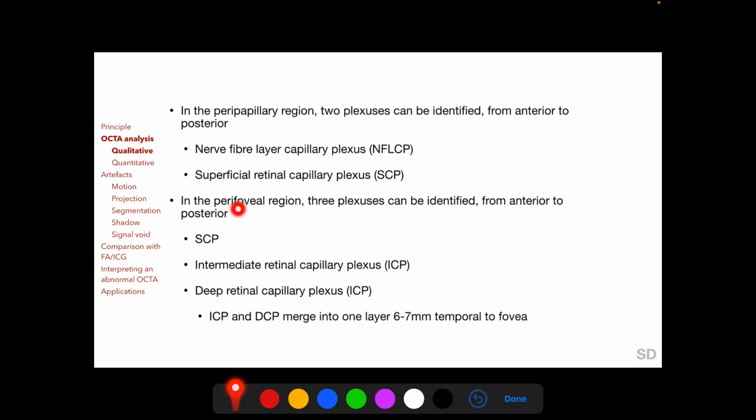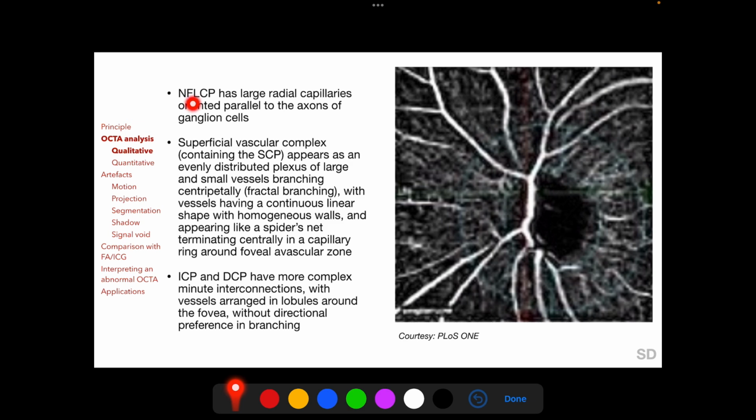And in the perifoveal region, three plexuses can be identified, which from anterior to posterior are the superficial retinal capillary plexus, the intermediate retinal capillary plexus, and the deep retinal capillary plexus. So the nerve fiber layer capillary plexus is not found in the perifoveal region, and the deeper retinal capillary plexuses are not found in the peripapillary region. The nerve fiber layer capillary plexus, as shown here in this peripapillary OCTA image, has large radial capillaries oriented parallel to the axons of the ganglion cells.